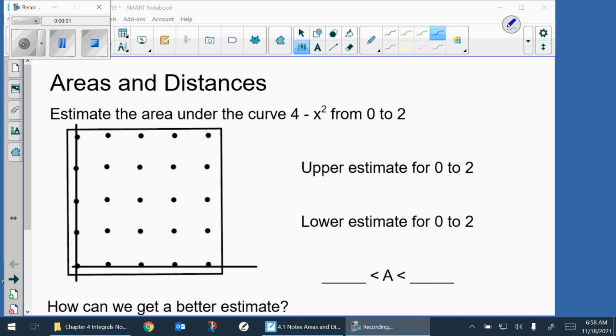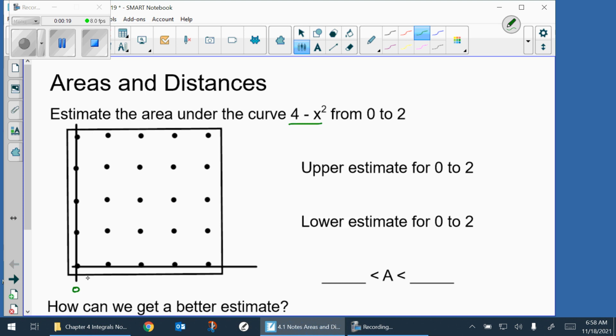Section 4.1, areas and distances. What we're going to do is try to find the areas under curves. We're going to start with this curve right here, where we've got 4 minus x squared. That's going to be a parabola that opens downward. We're going to go from 0 to 2.